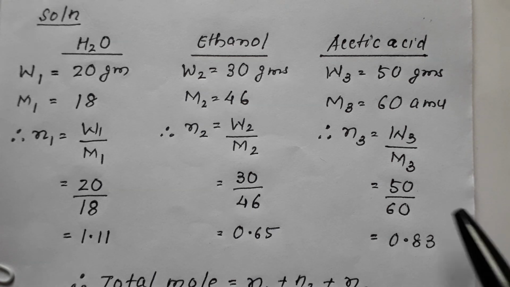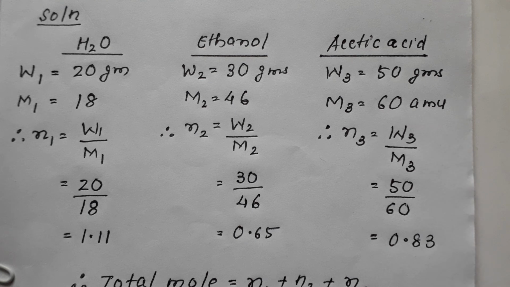And for acetic acid, the weight taken is 50 upon its molecular weight 60. The mole comes to be 0.83. So the mole of water is 1.11, the mole of ethanol is 0.65, and the mole of acetic acid is 0.83.